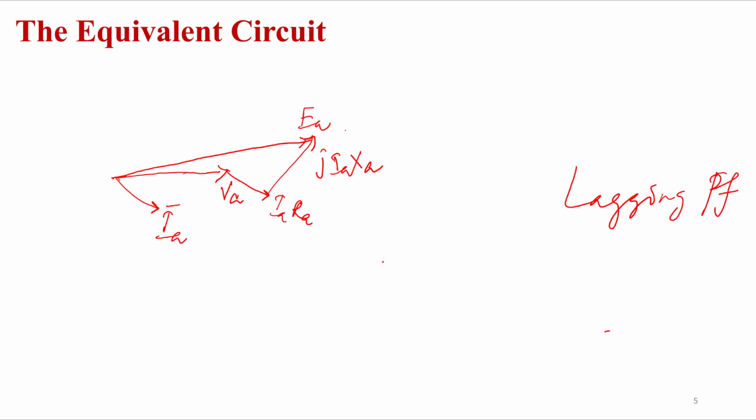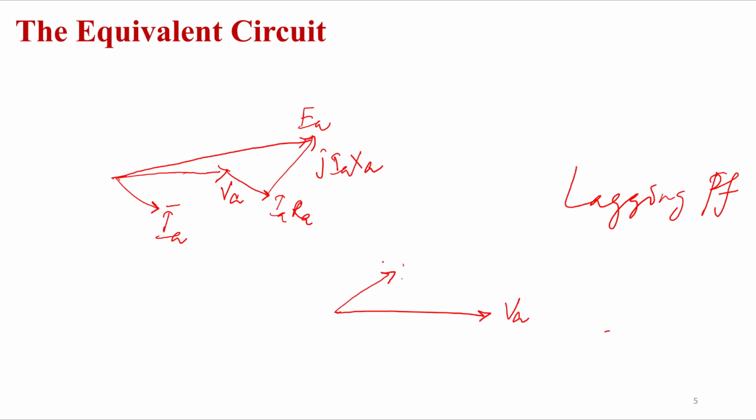Okay? I hope it is clear to all of you. Now for the leading power factor, we can see very clearly that EA is greater than VA for unity power factor and lagging power factor, but for leading power factor it may not be. Let us draw it for leading power factor.